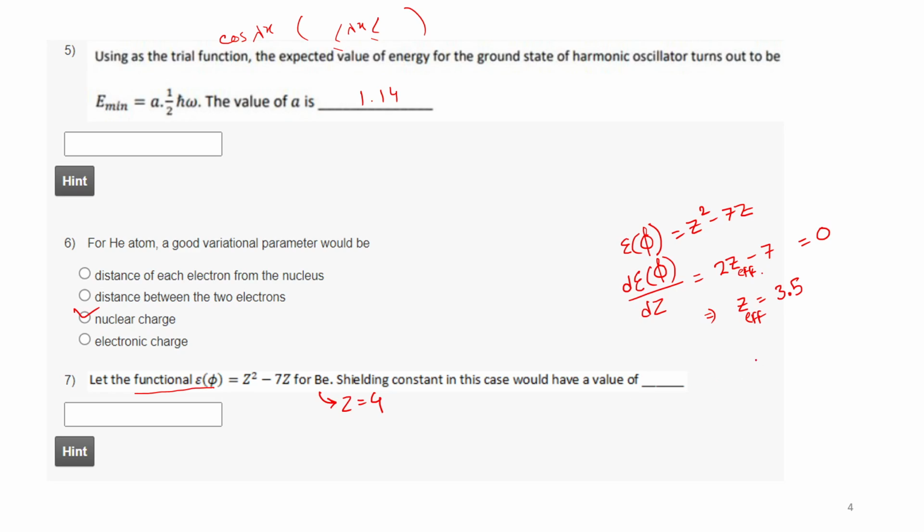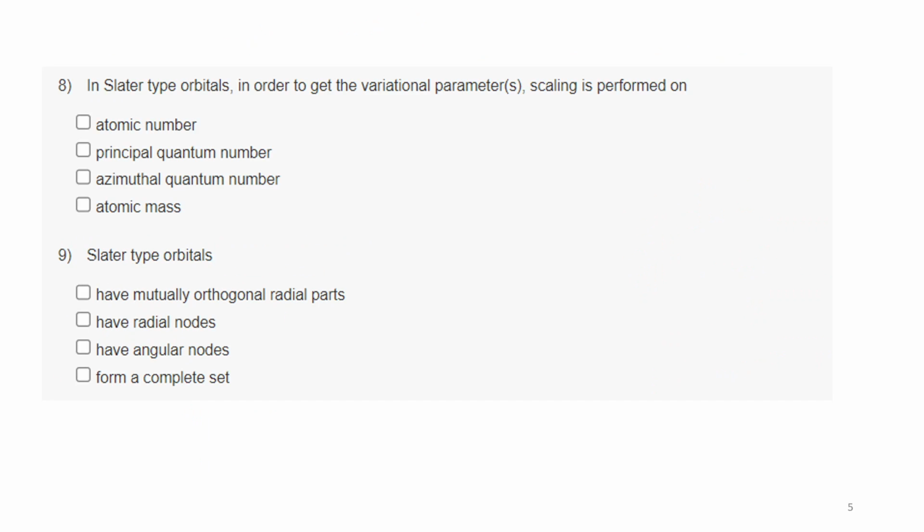So what will be the shielding constant? The shielding constant will be Z minus Z effective, which is 0.5. I think you got this question, right? Okay. And now questions 8 and 9.